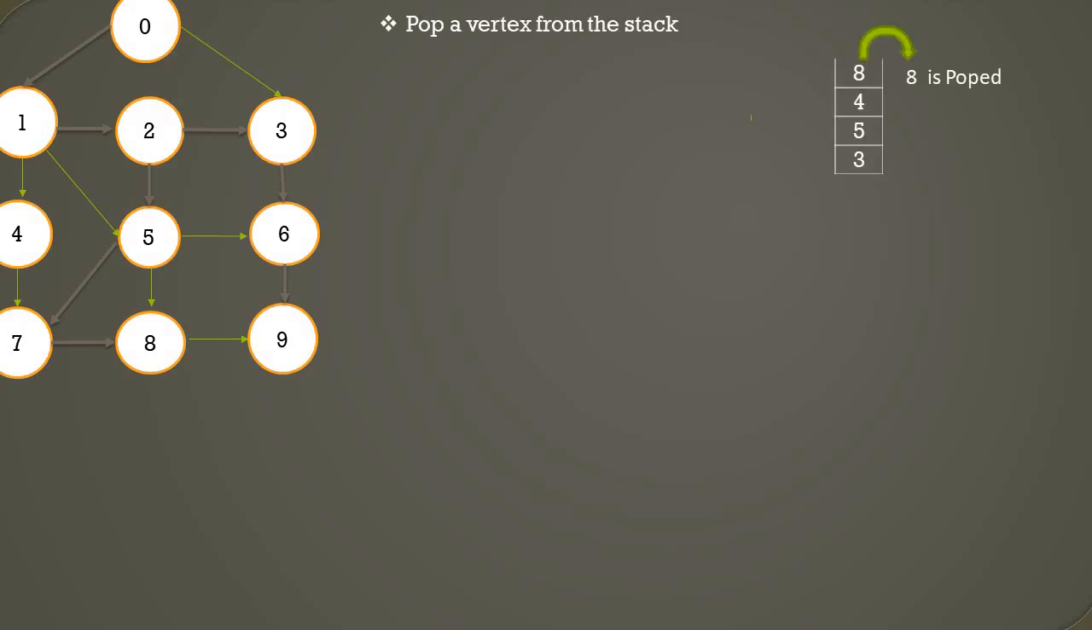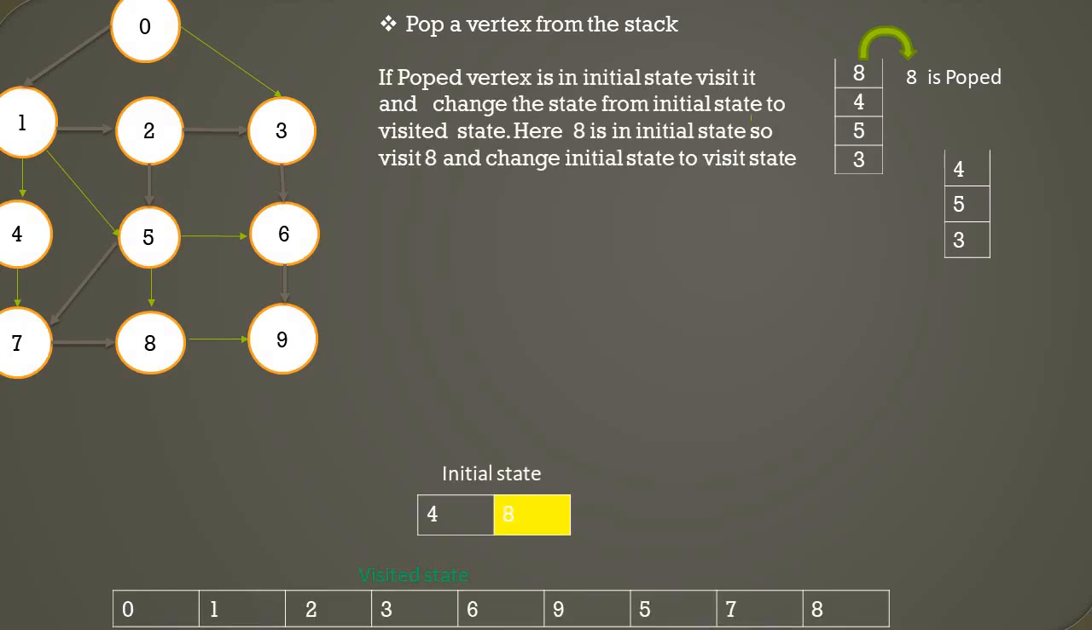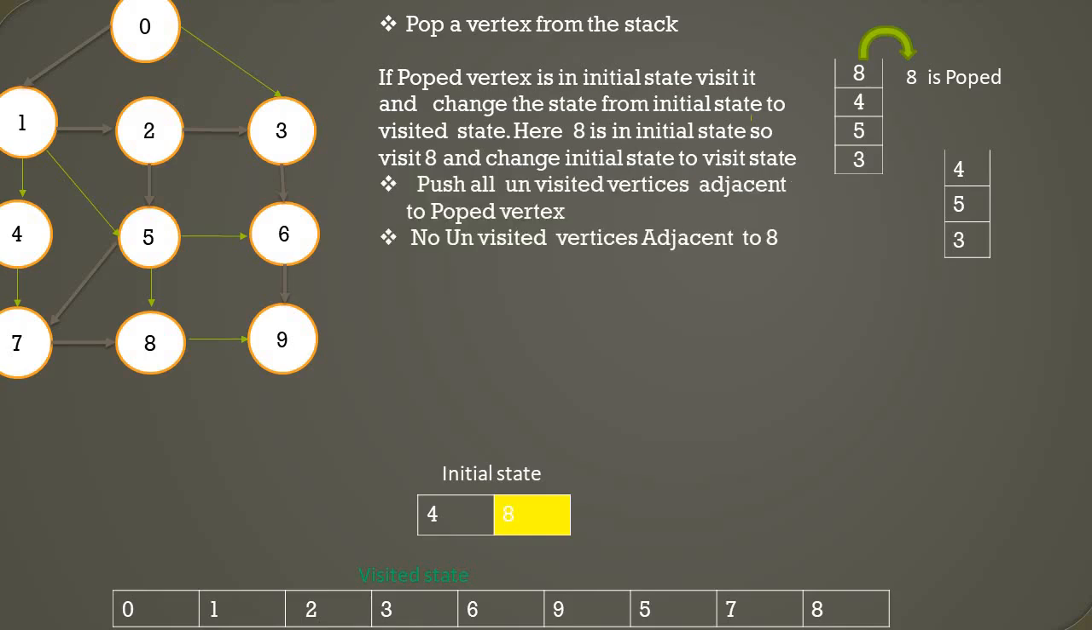Pop a vertex from the stack, 8 is popped. Remaining value 3, 5, 4. 8 is in the initial state, so 8 is visited and changes from the initial state to the visited state. Initial state is 8, visited state is also 8. No unvisited vertex adjacent to the popped vertex 8.